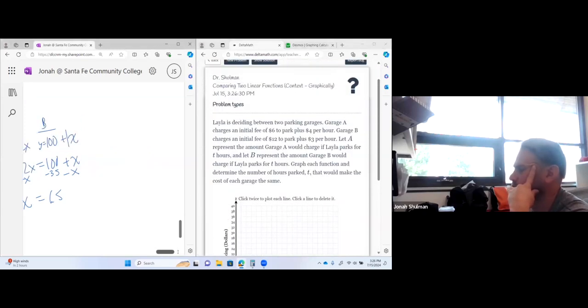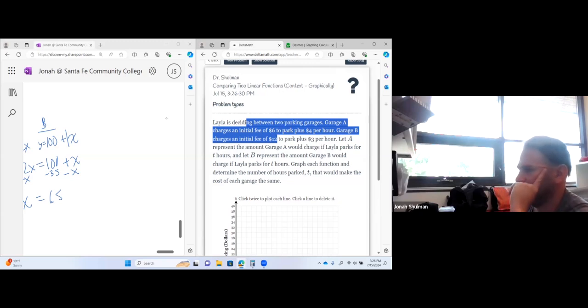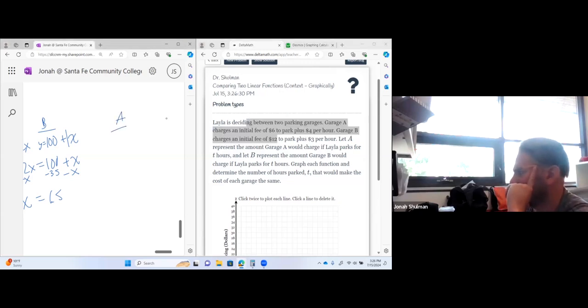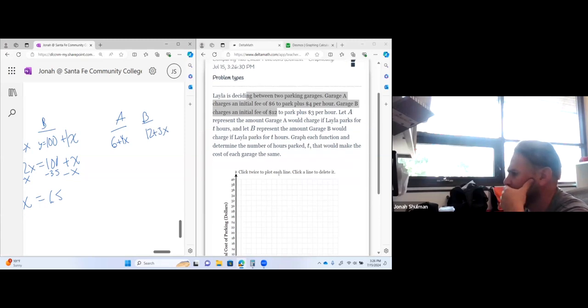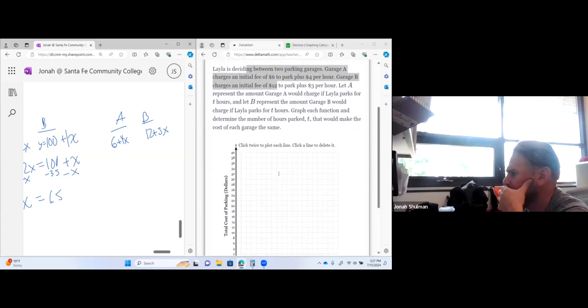So now we got our girl Layla. She's deciding between two parking garages. A charges $6 plus $4 per hour. So A is 6 plus 4x. B is 12 plus 3x. So plot each line.